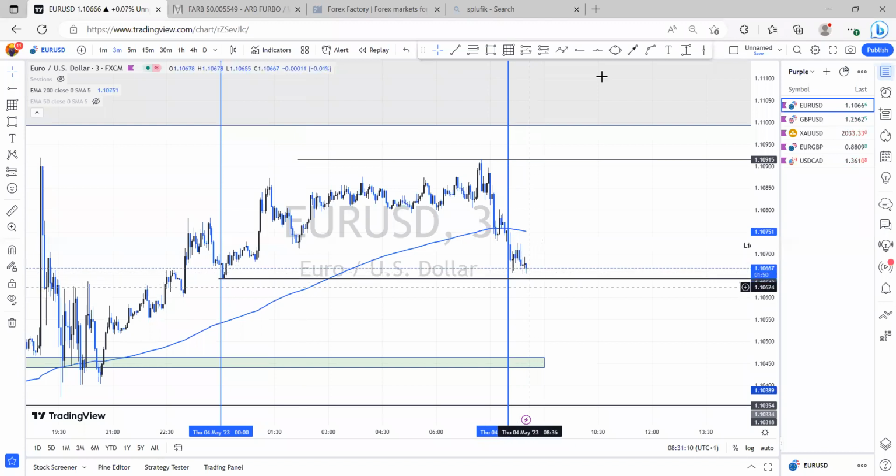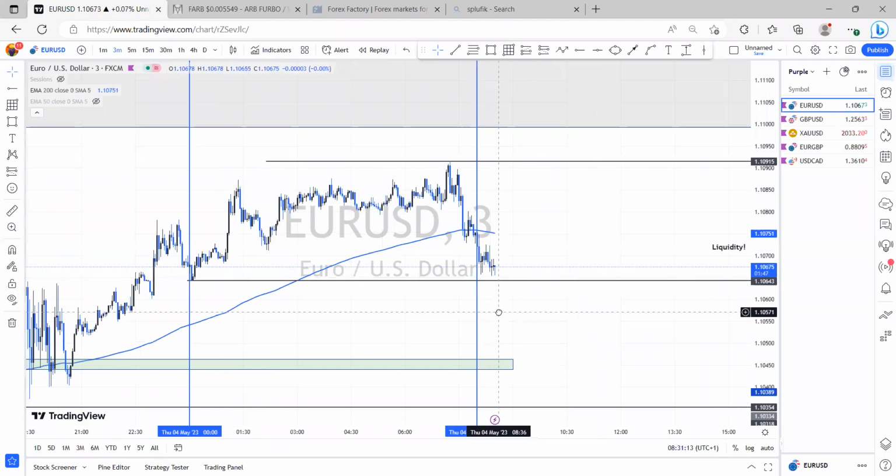For Euro USD, we've not swept either the highs or the lows yet. So we will still be chilling. We've not swept either the highs or the lows yet, so we'll be watching both of them.